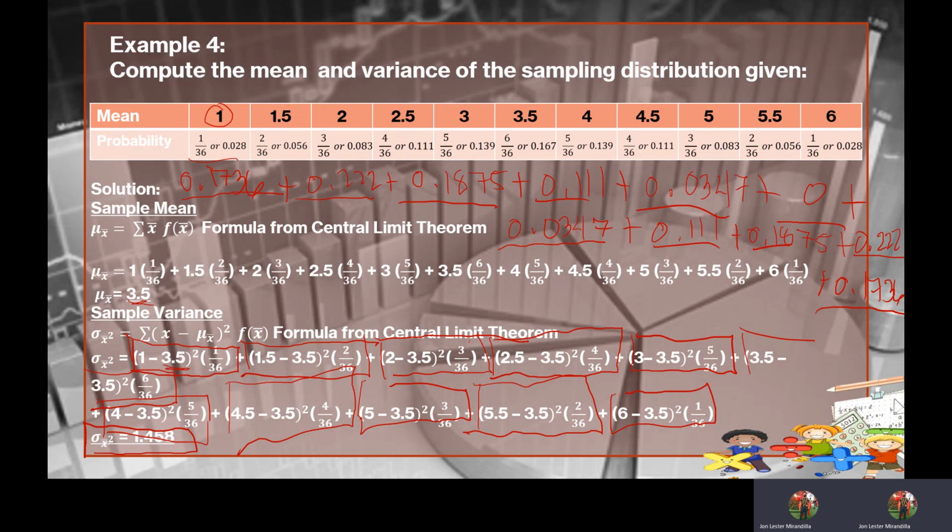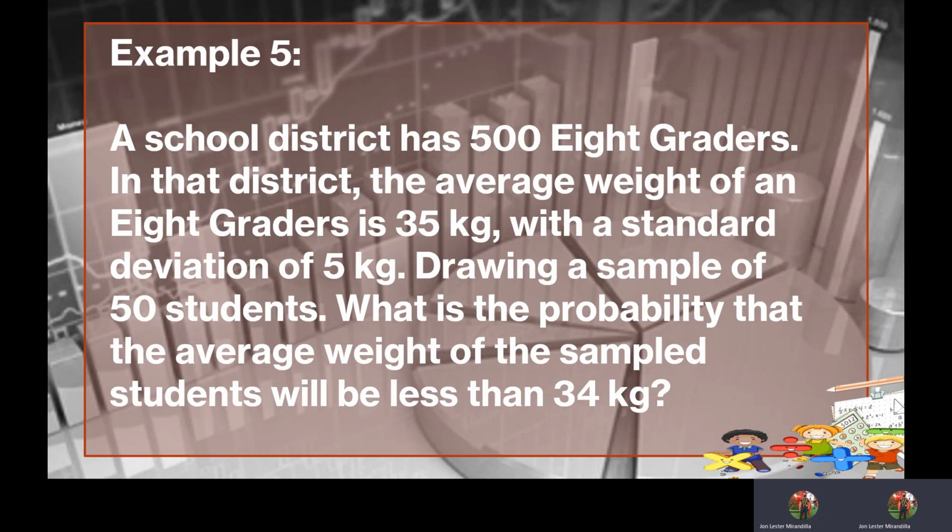Okay, let's proceed to example number 5. The school district has 8th graders. The average weight of an 8th grader is 35, this is our x-bar. The standard deviation is 5.